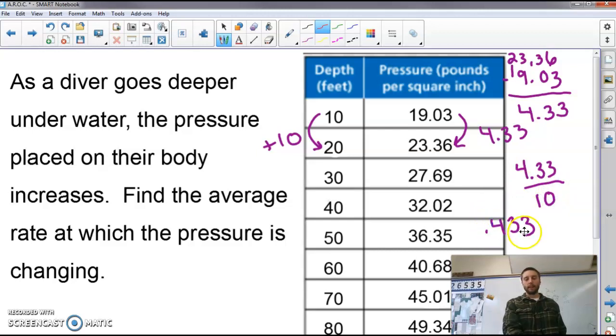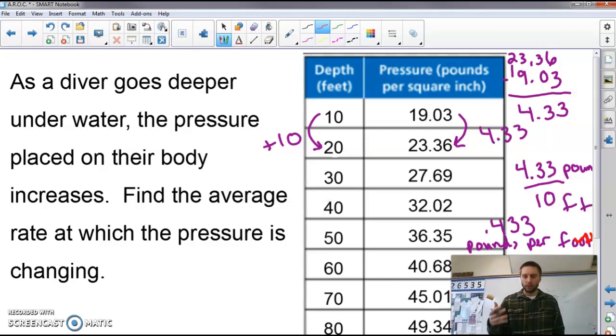When I divide that, I get 0.433. But I need to know my units. So what are the units for the y values? It says pounds per square inch. So I'm going to call this pounds. And then divided by 10 over here, that represents feet. So my average rate of change is 0.433 pounds per foot. And there we go.